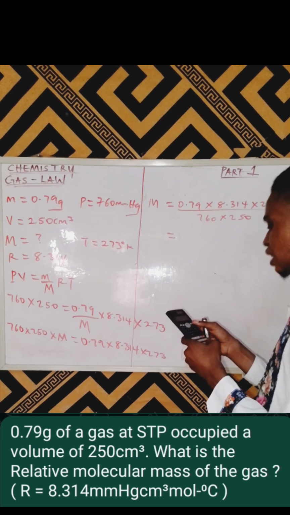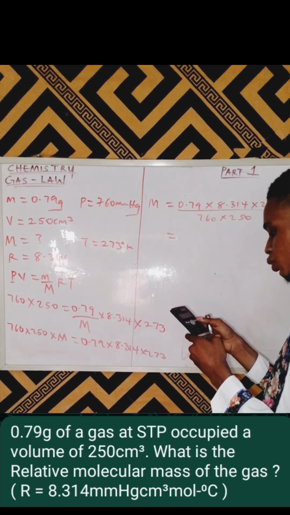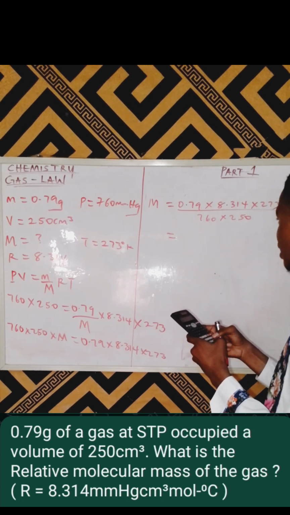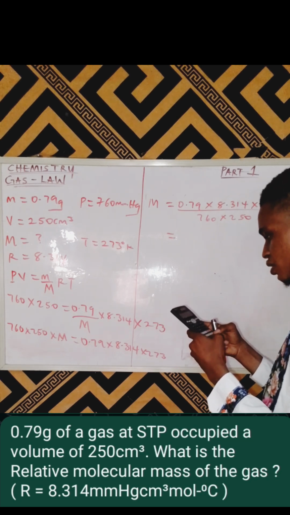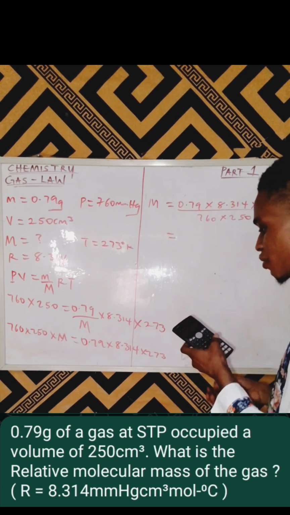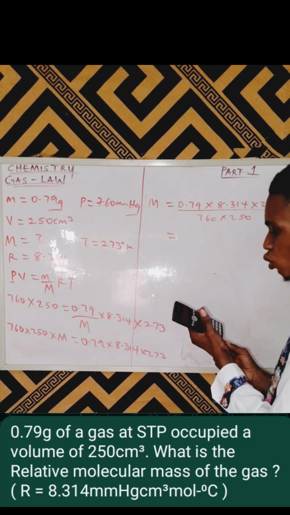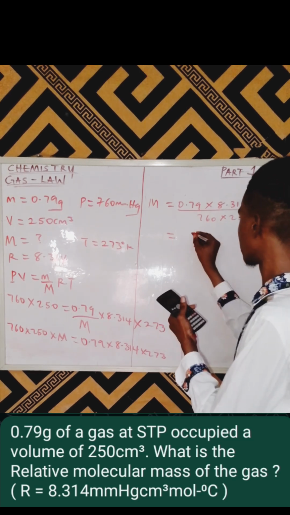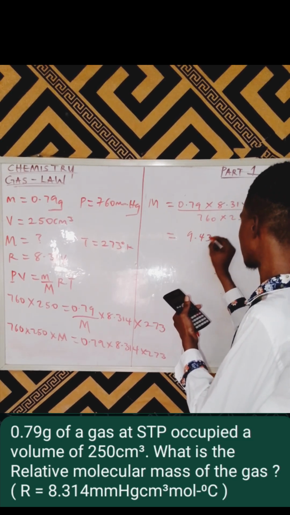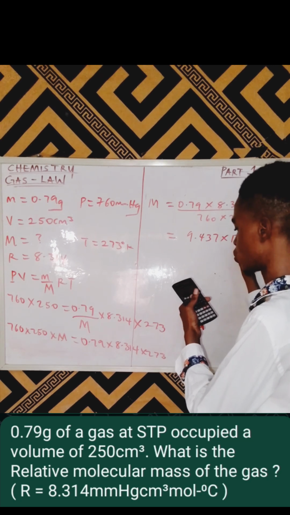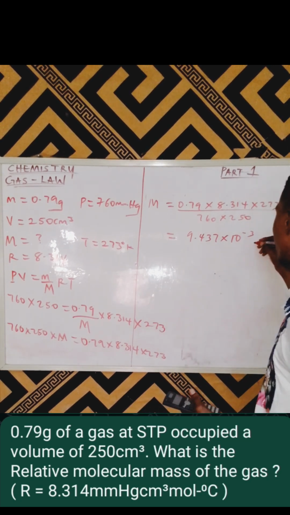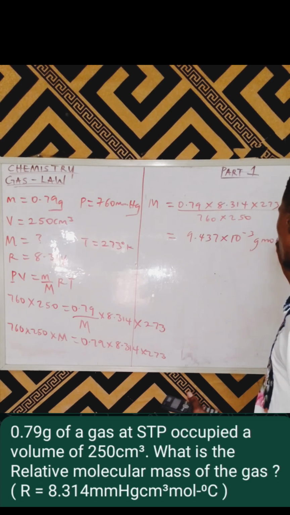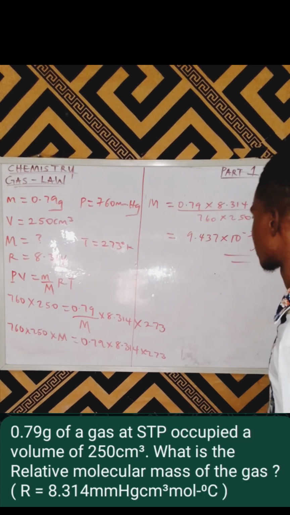0.79 times 8.314 times 273, divided by 760, divided by 250. So I'm going to have 9.437 times 10 raised to power minus 3. So this is the molar mass, which will be gram per mole. Yes, gram per mole. So this is the final answer.